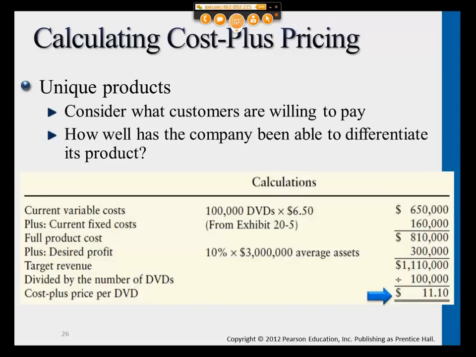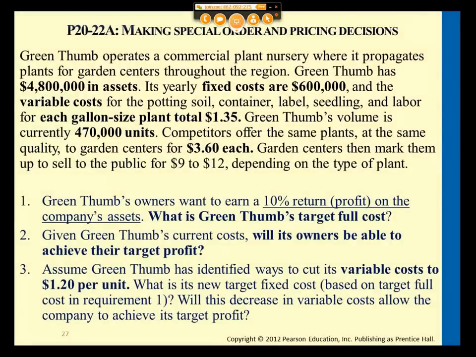So what is my target revenue? My target revenue is 1,110,000. I'll divide by the number of DVDs that I had ordered, 100,000. So I get $11.10. That's my cost-plus price, the price per DVD. So we're going from our cost, we add the profit, and that's how we find the price per DVD, per unit.